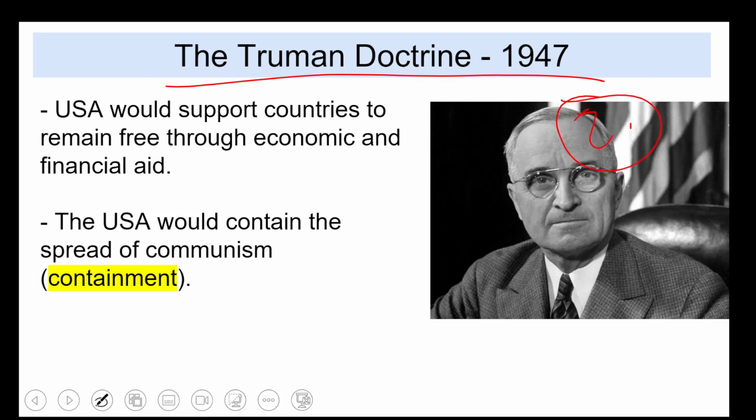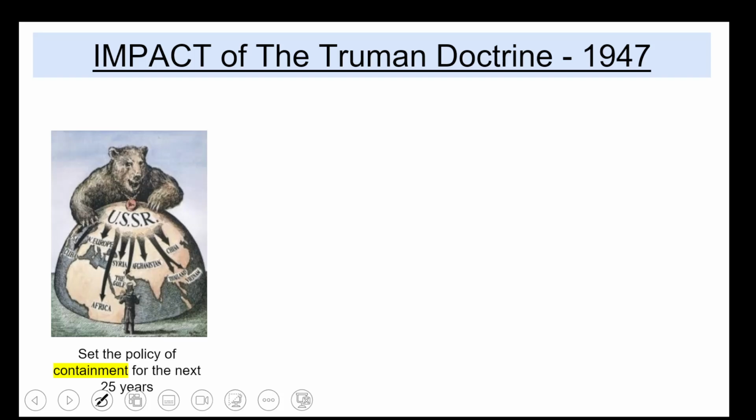In March 1947, Truman formalizes containment. He says that the USA would support free peoples resisting oppression through economic and financial aid. And this is crucial. Containment becomes doctrine. The US is no longer reacting, it is declaring long-term responsibility. And basically it does this. I mean, as we know, it sets the policy of containment for the next 25 years.